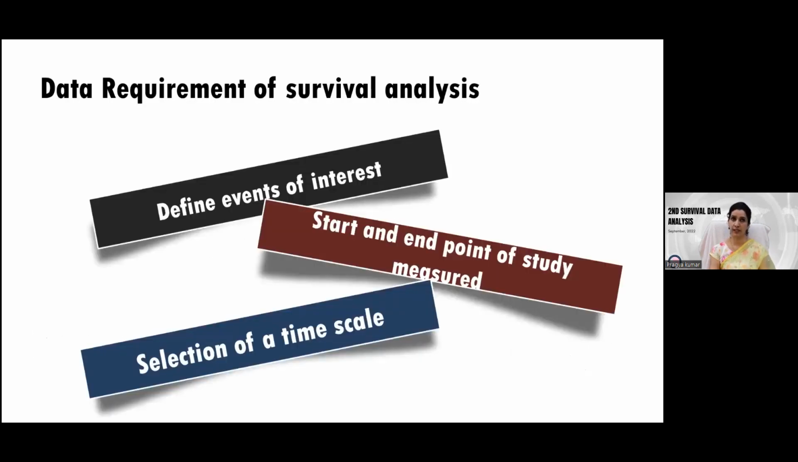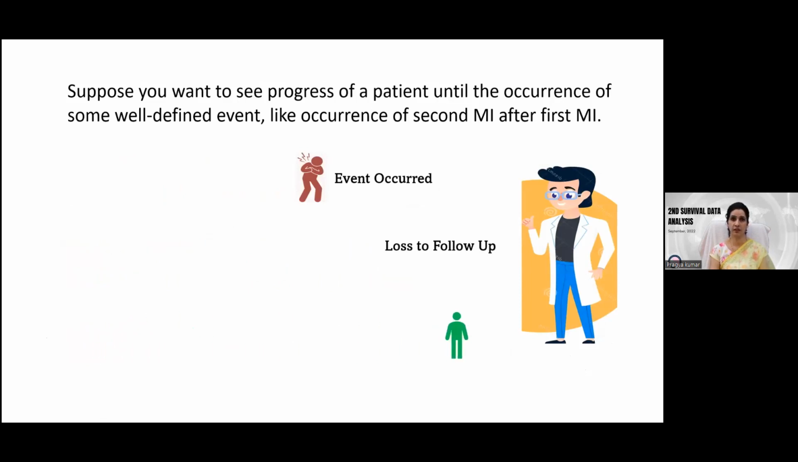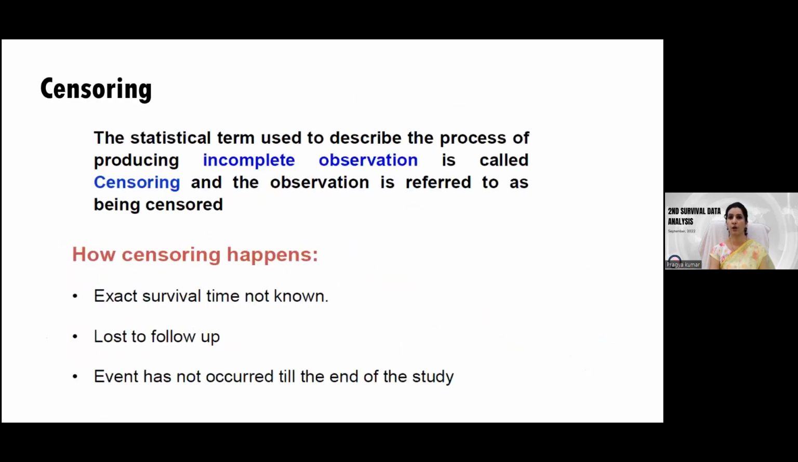So for the data requirement of survival analysis, you should define what is the event of interest. You should have the start and end point of the study, and you should select the time scale. So this is again the same thing. You want to measure the progress of a patient until the occurrence of some well-defined event. So there can be a case where the event occurred, or there can be cases when there is a loss to follow-up.